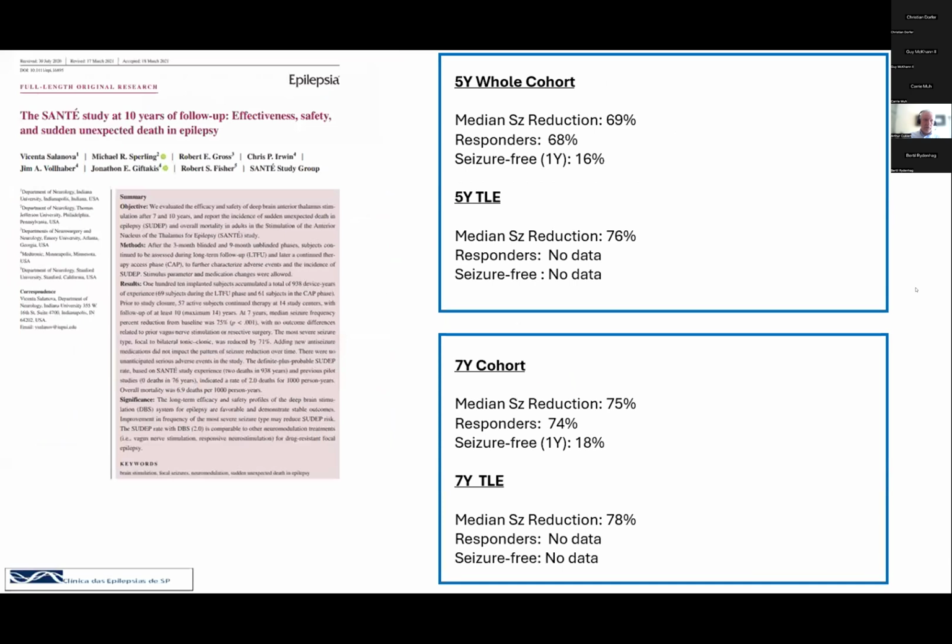And if you go to an even longer follow-up, the results are pretty much stable. So it's around 70% responders, meaning at least 50% seizure frequency reduction, and 16% of patients seizure-free for at least a year by using ANT-DBS.